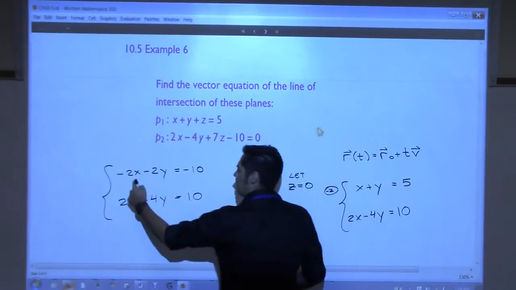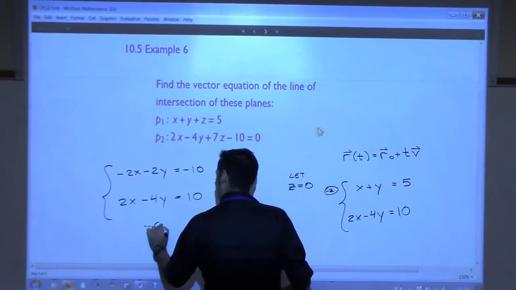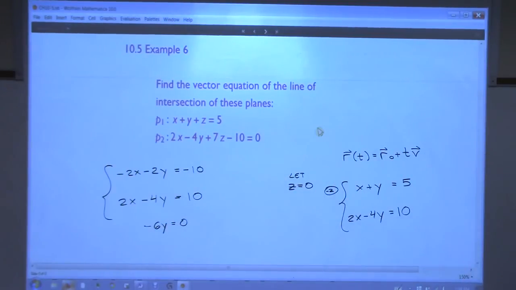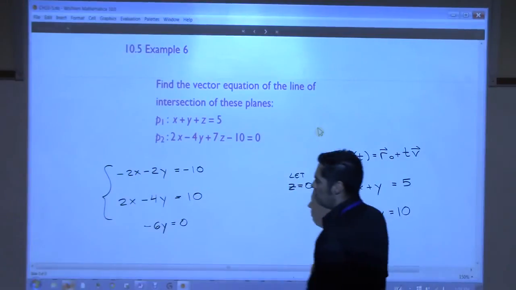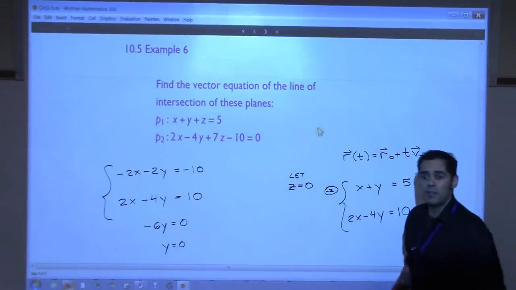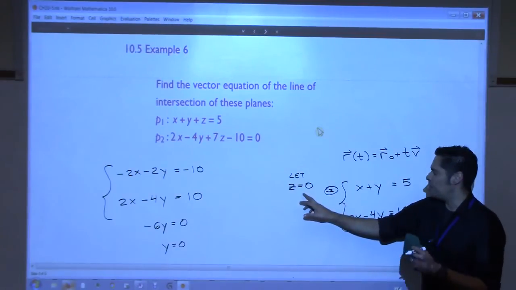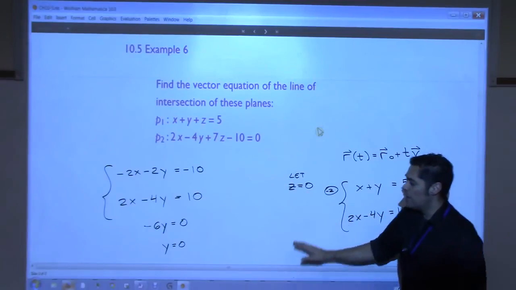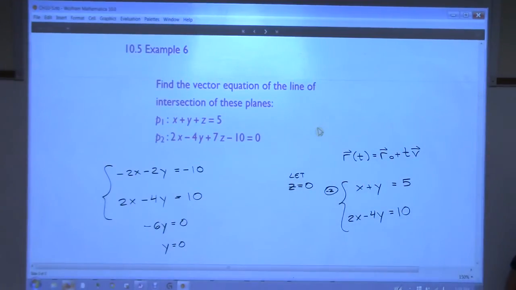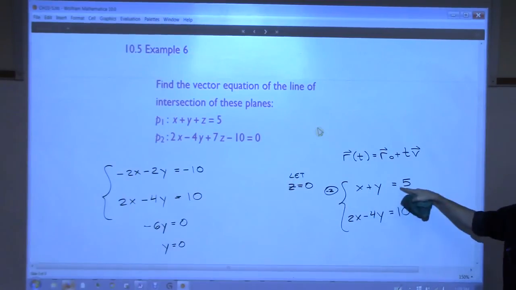So add straight down now. If you add down, what do you get? Negative 6y equals 0. And that means what? Y is 0? So now I have two of the three variables solved for. When I let z be 0, that forced y to be 0. And now you go back and get x. So I can use any of these equations to get x. Doesn't matter which one. So why don't we use this one?